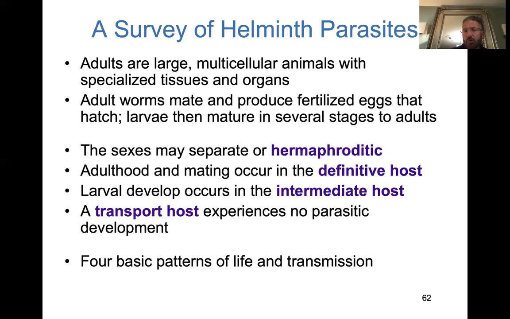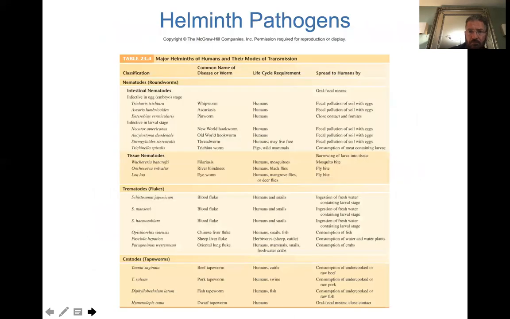So there are animals that will pick these up and just transport them from one area to the other, and they have no parasitic development, they don't stay in that host. They don't want to become the definitive host, and they're just transporting from point A to point B. All right, so there are 4 basic patterns of life and transmission.